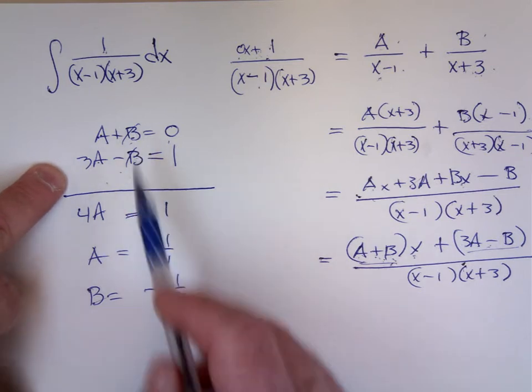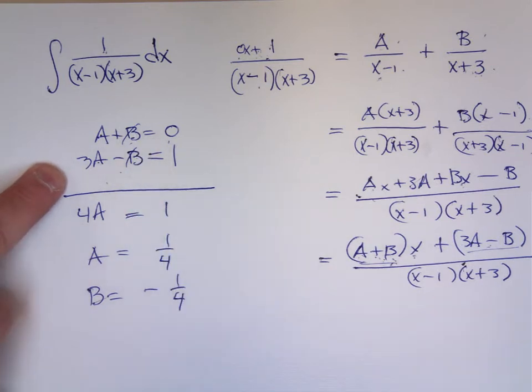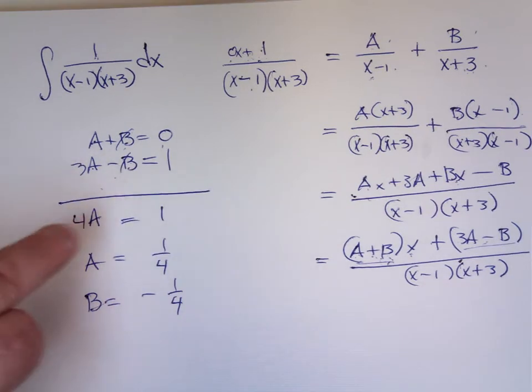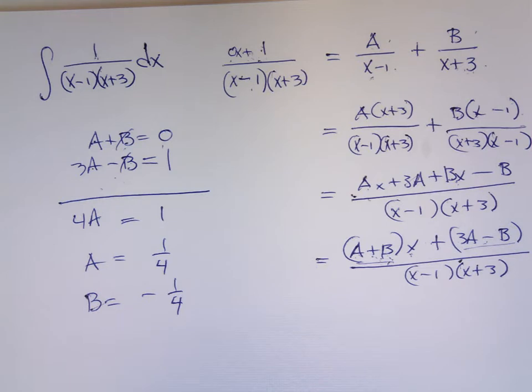Yes? Is b always a negative a? In this case it is. If a plus b adds up to 0, it is. But that's not always going to be true. A plus b could be 7, like I said, if we started with a 7x up there. You just have to solve it.